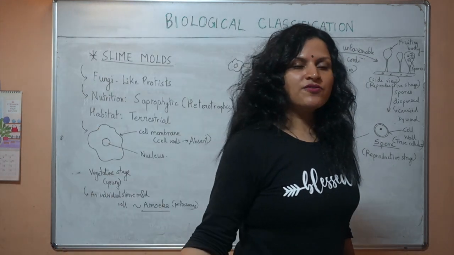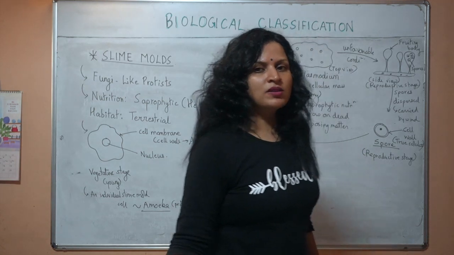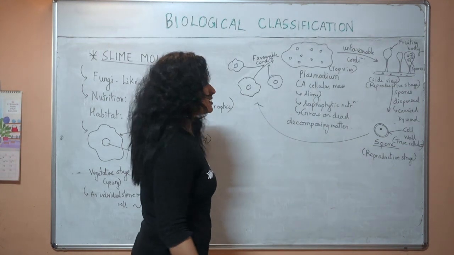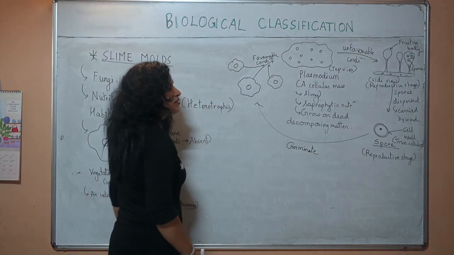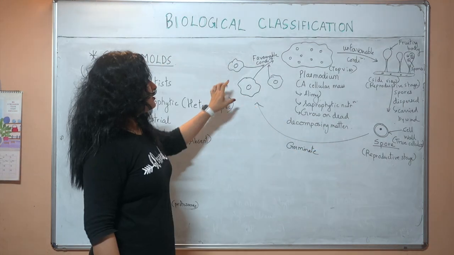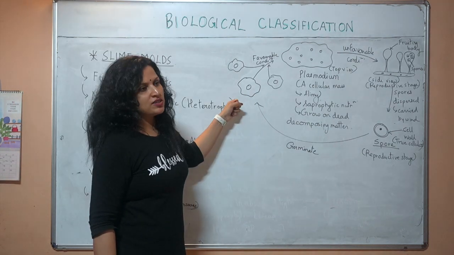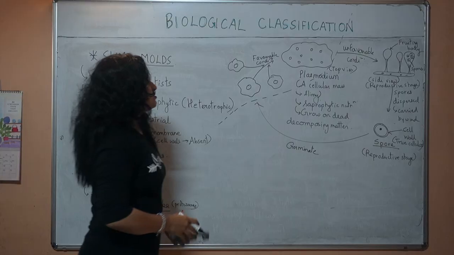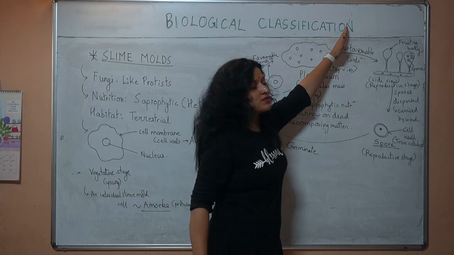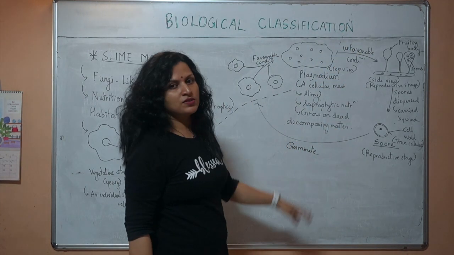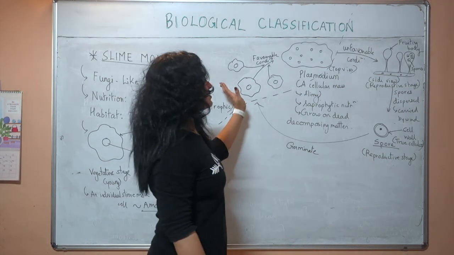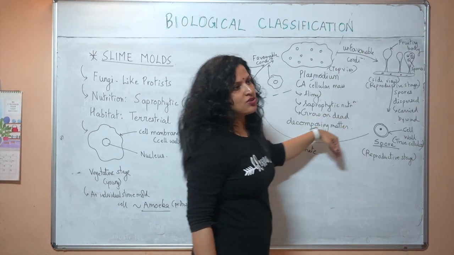And if the conditions are favorable, when organic matter is available, the spores will germinate. And what will come out from the spores will be the individual cells, vegetative cells. Clear? So from here to here is its vegetative stage, and from here to here is its reproductive, mature stage. This is the kid stage, this is the mature stage.